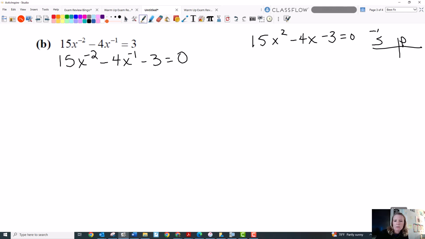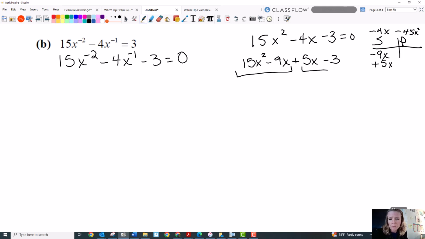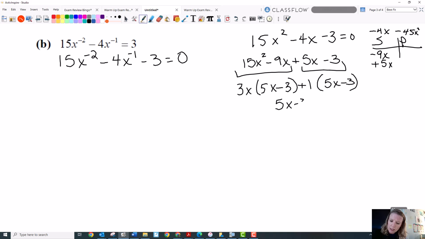So that's -4, and 15 times 3 is -45. What multiplies to give me -45 and adds to give me -4? That'd be a -9 and a +5. So if I factor just this guy, 15x squared minus 9x plus 5x minus 3, and I group: from 15 and 9, I can take out a 3x. 3 goes into 15, 5. 3 goes into 9, 3. Plus, I can take a 1. I always have to have something. So it would be 5x minus 3 and 3x plus 1.